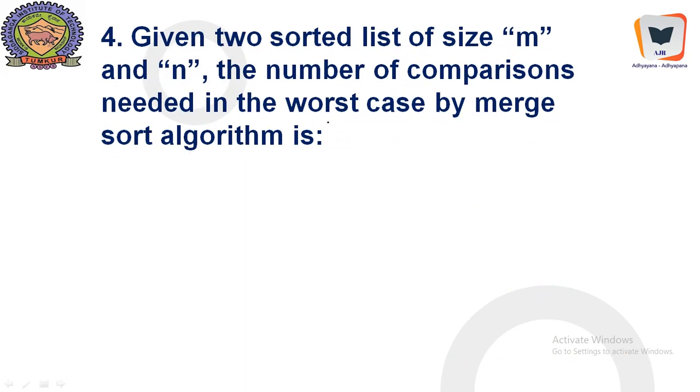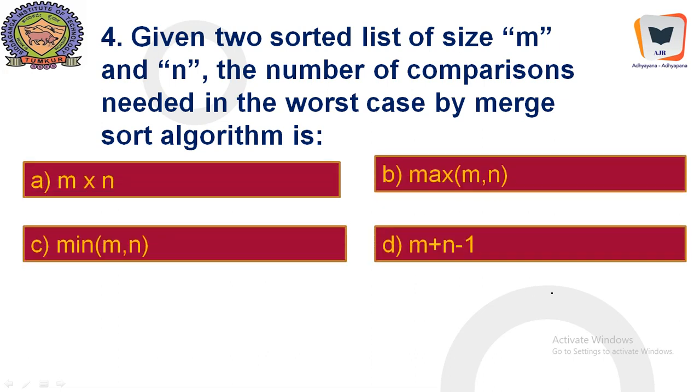Right. Given 2 sorted lists of size M and size N, of course 2 sorted arrays, the number of comparisons needed in the worst case by merge sort algorithm is. And I think we can take an example of something like this. Let us say, yeah, we will just put up the answers now.